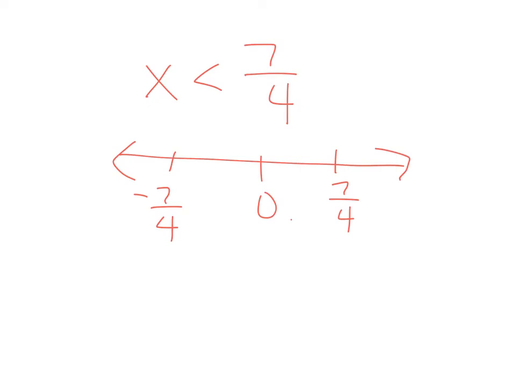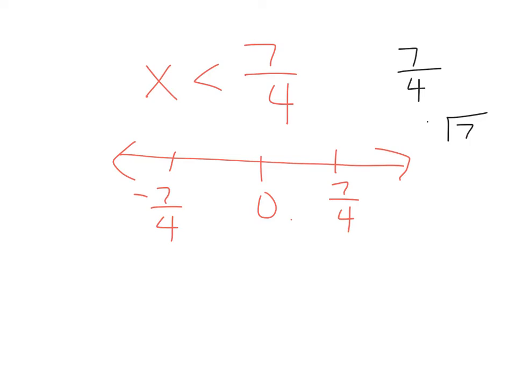Now here's the difference. When you have a fraction, I need to know that you know what two whole numbers 7/4 comes in between. So here's how you figure it out. If I take 7 over 4 and I ask myself, what is that as a mixed number?